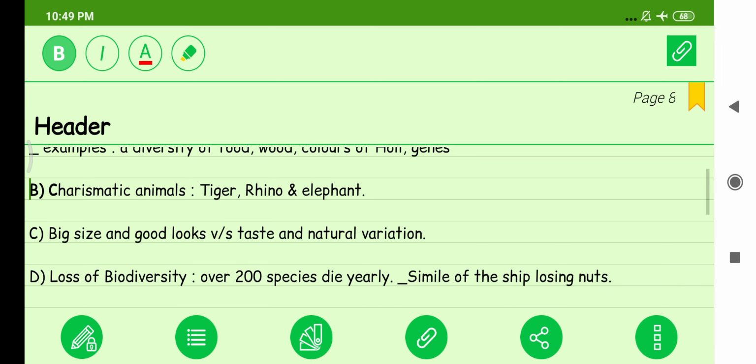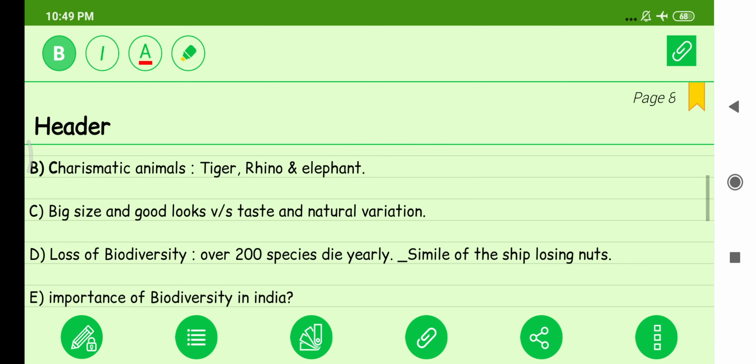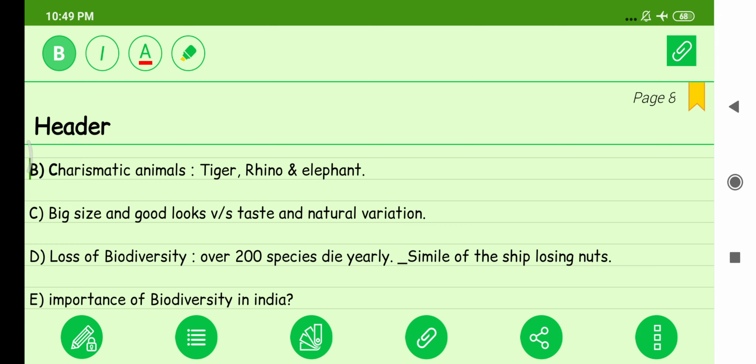Next, they discuss charismatic animals. Charismatic means beautiful and powerful and attractive animals like tiger, rhino, and elephant. Third, they discuss big size and good looks. Some scientists use chemicals or interfere with the genes of vegetables, fruits, and other things to make them big in size, to make them brighter in looks. They do it, but they do not realize that they do it at the cost of the natural taste of those vegetables or fruits. Understand?